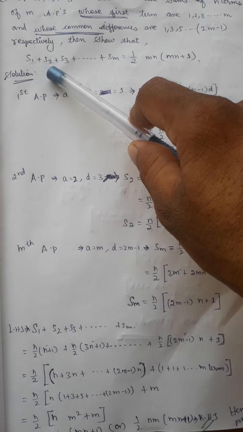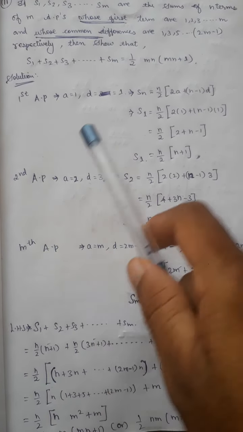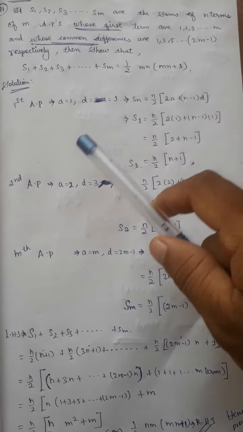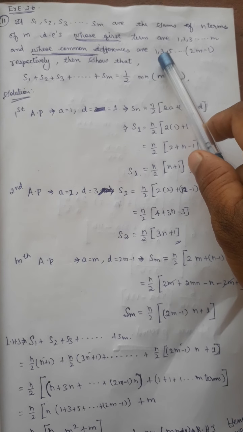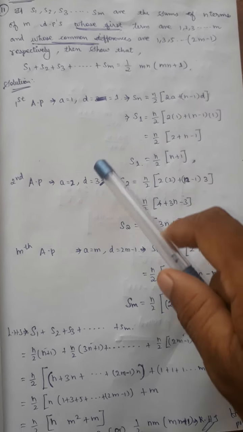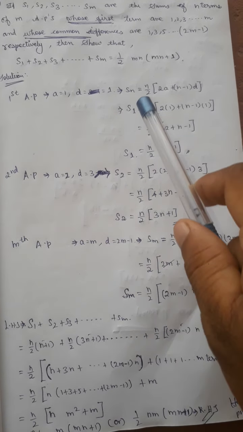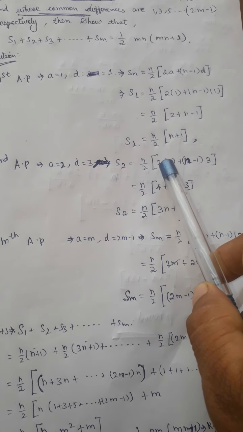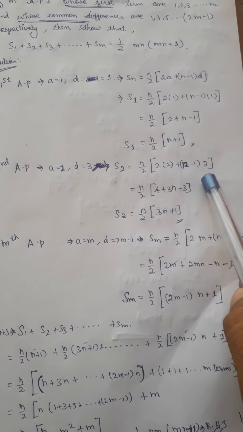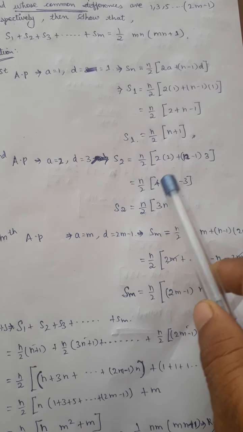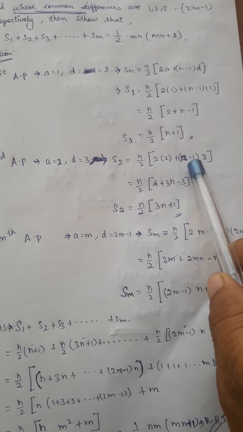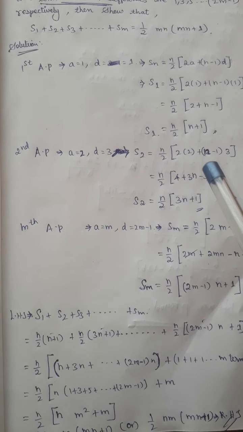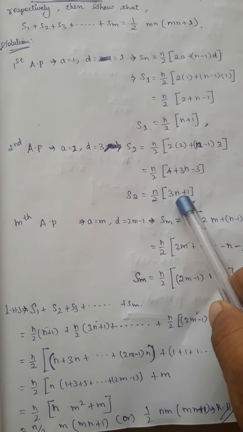Next one, the S2 value, the second AP. Here the first term a value is 2, and the common difference we take is 3. So for the S2 value, apply this formula only. S2 equals n by 2 into 2, a value 2, plus n minus 1, d value 3. So 2 2s are 4. Multiplied by 3, this n minus 1 gives 3n minus 3; 4 minus 3, so 3n plus 1.